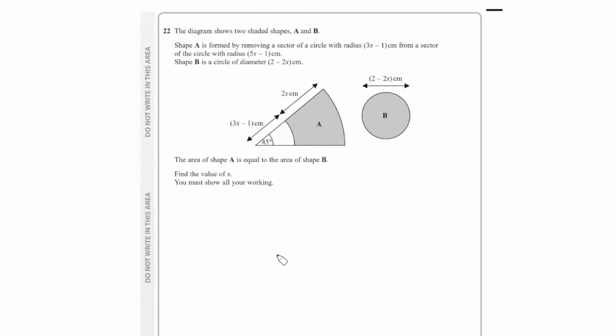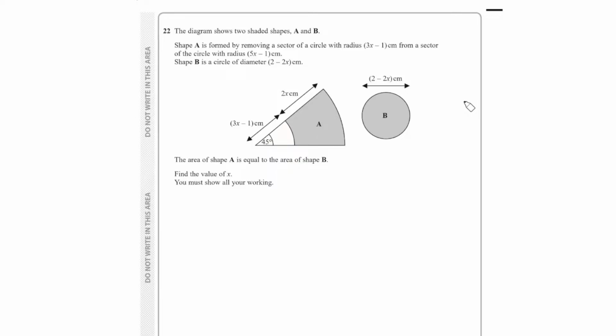Okay, question 22. This is quite a big one algebraically, so we'll try and fit it all on. It is a 5 marker, this one. So the diagram shows 2 shaded shapes, A and B. Shape A is formed by removing a sector of a circle with radius 3x minus 1 from a sector of the circle with radius 5x minus 1. You can see they've just added 2x and 3x minus 1 to get 5x minus 1. Shape B is just a circle with diameter 2 minus 2x. They've obviously done diameter deliberately.